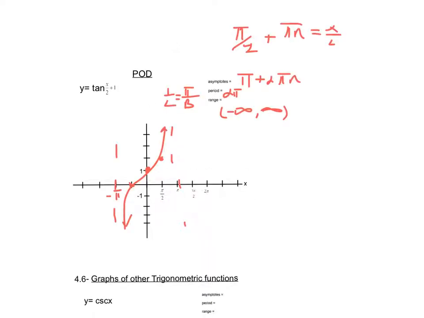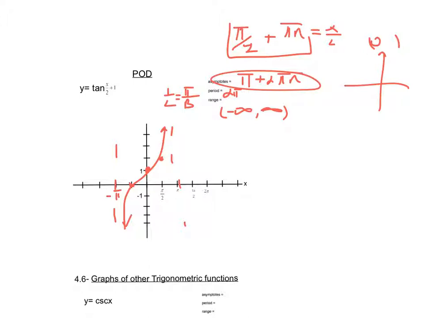Alrighty, hopefully you got your asymptotes at pi plus 2 pi n. So remember, usually your asymptotes are at pi over 2 plus pi n, because remember, on your unit circle at pi over 2, your tangent value is undefined, which is what an asymptote represents, and then the period is pi.